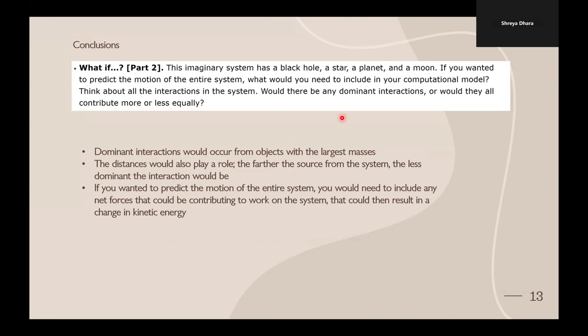For the what-if question, if we imagined the system to include the black hole, star, planet, and moon, and we wanted to find the motion of the entire system, I would think that the dominant interactions would occur from the objects with the largest masses and between the objects that are closest to each other. If you wanted to predict the motion of the entire system, you would also have to consider whether there are any other large objects that could be exerting a net force on this system that we just haven't taken into account. And that's it.